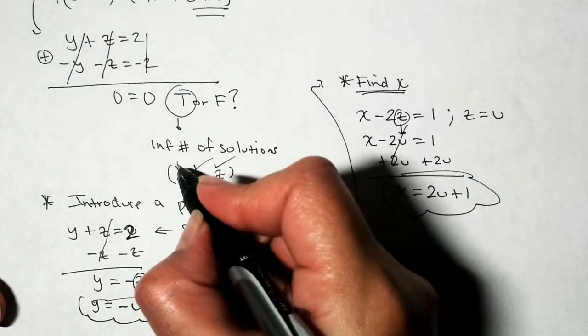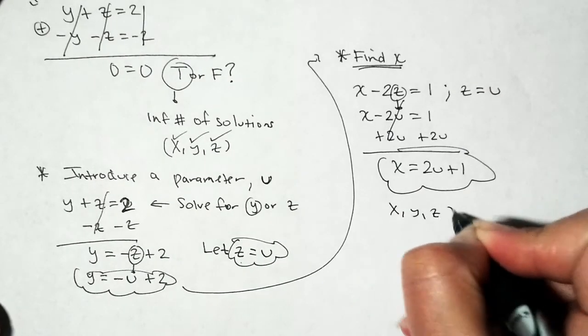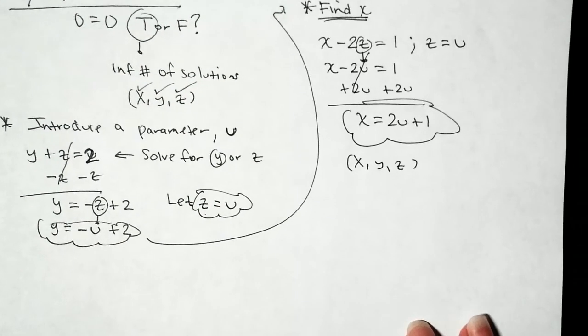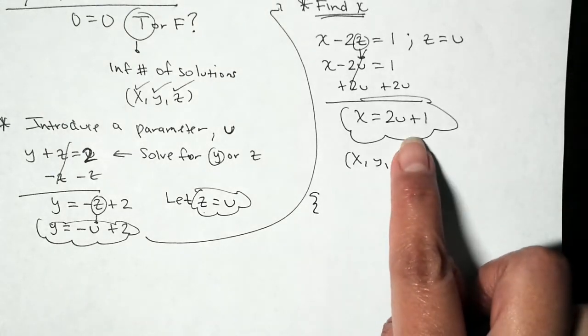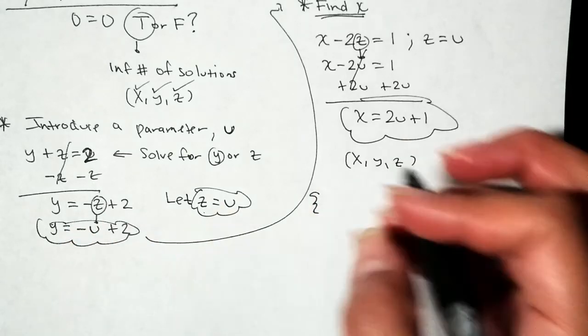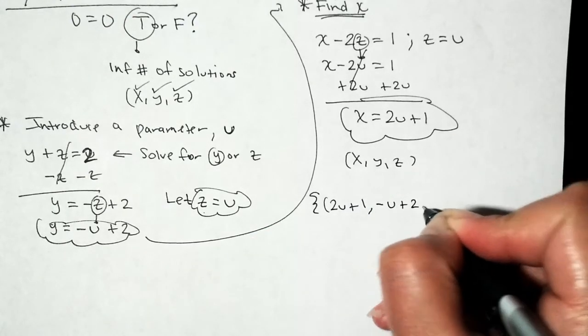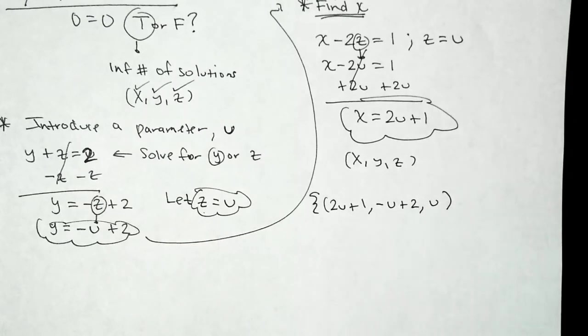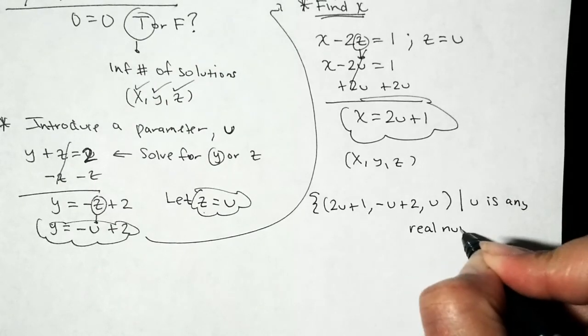We have an expression for x, y, z in terms of u. Let's go ahead and get our full credit. Remember, we need to write our answer in set builder notation, so we need to build the set. We have the set of all ordered triples of the form (2u plus 1, negative u plus 2, u). So x is 2u plus 1, y is negative u plus 2, and z is u. You can read the vertical bar as such that, but we don't write such that, we just put the vertical bar. What's so special about u? Such that u is any real number.